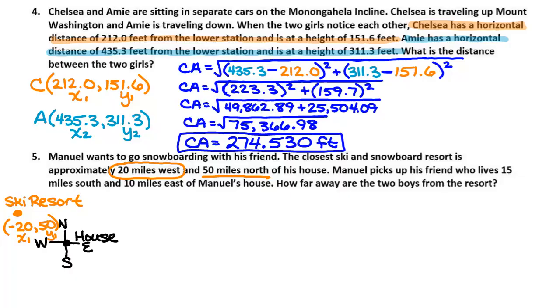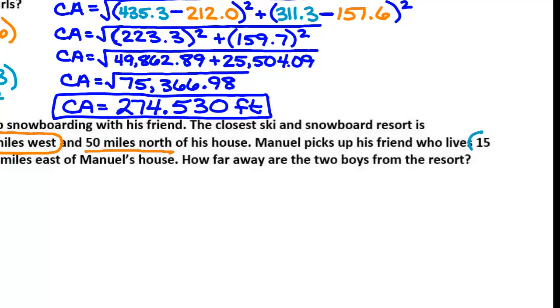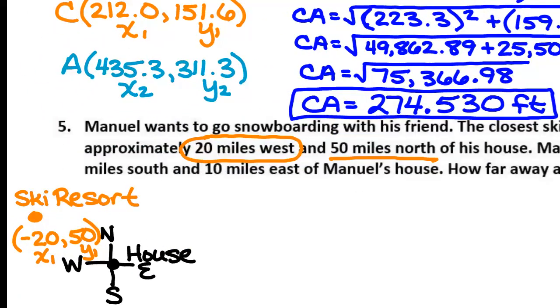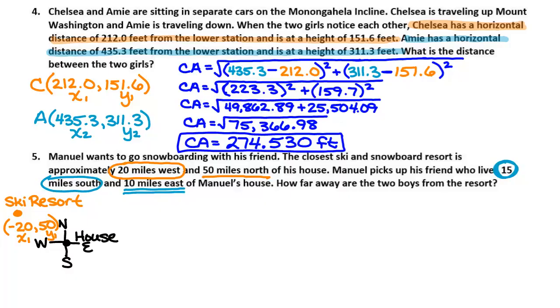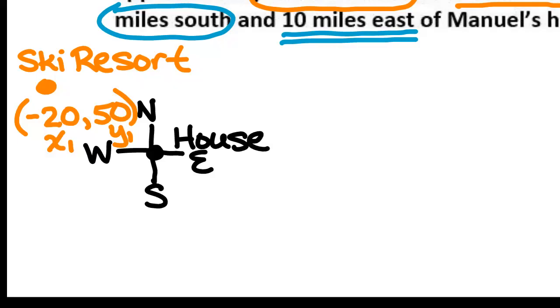All right, then we have Manuel's friend who lives 15 miles south and 10 miles east of Manuel's house. So back at Manuel's house, we're going to go 15 miles south, so this way, and 10 miles east, so this way. So Manuel's friend is over here somewhere.